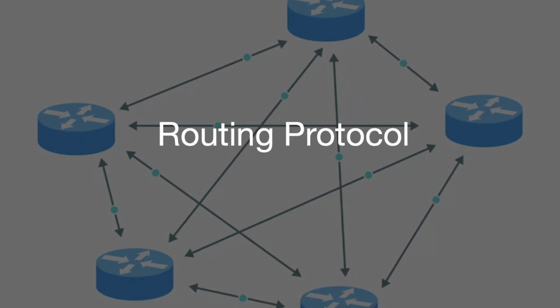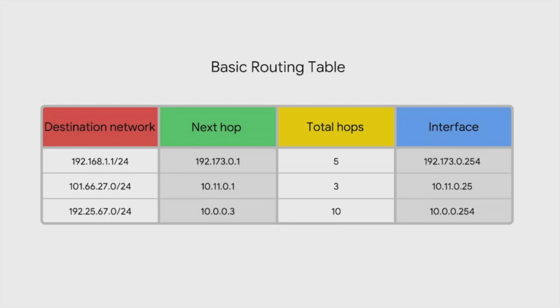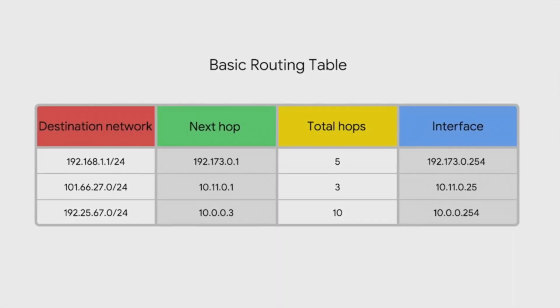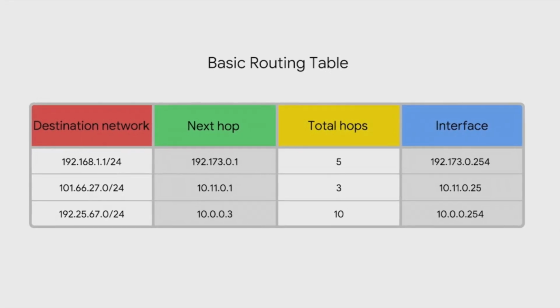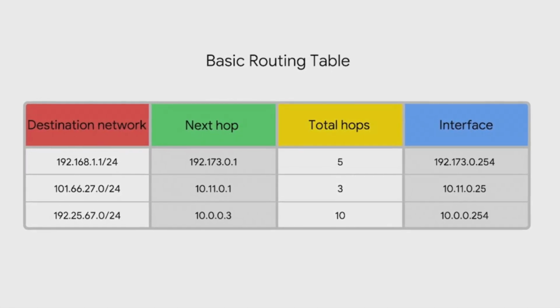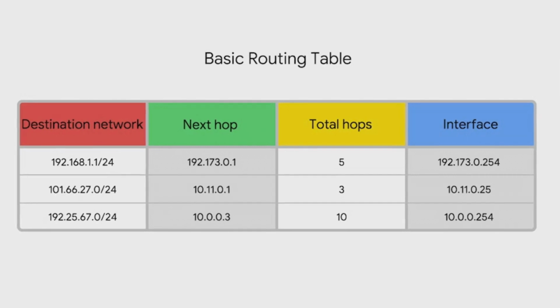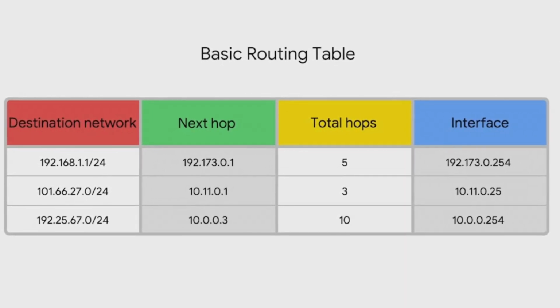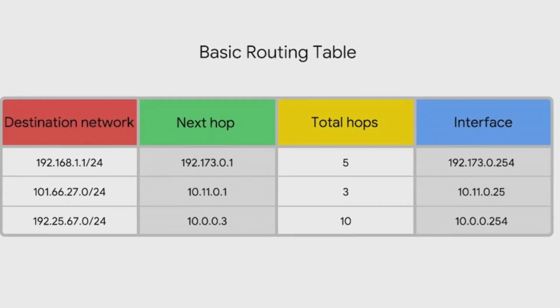Before we dive into routing protocols, let's quickly recap the basics of routing and routing tables. Routers use these tables to decide where to send data packets. It's pretty straightforward, but the real magic happens when these tables get updated with new information.